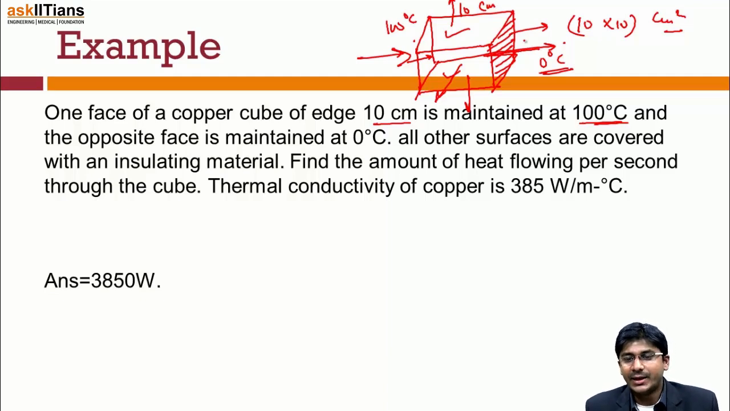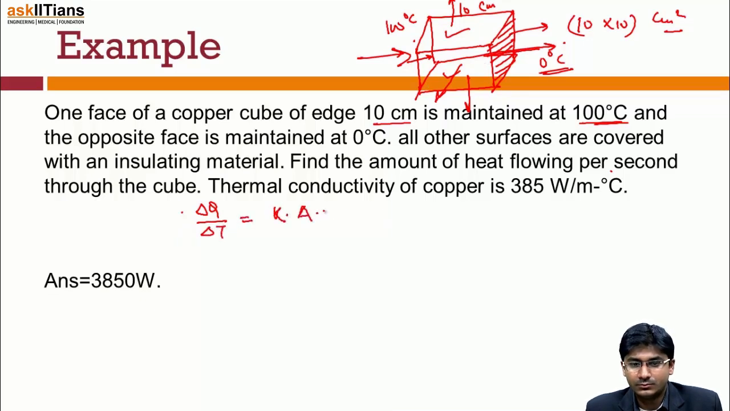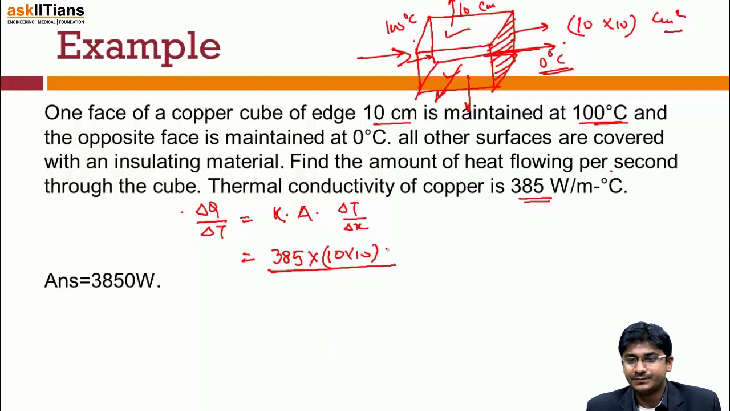That means only conduction will happen in this direction. Okay. Find the amount of heat flowing per second through the cube. What is the heat that will flow per second through the cube? Apply the formula. Okay. What is K? Conductivity, 385. Right? What is the area? 10 into 10. Okay. What is delta T? It is 100. By delta X is 10.